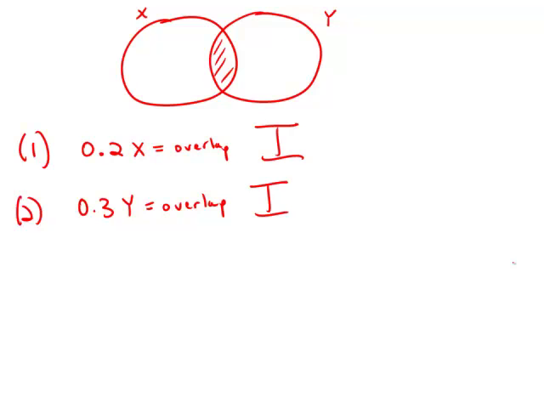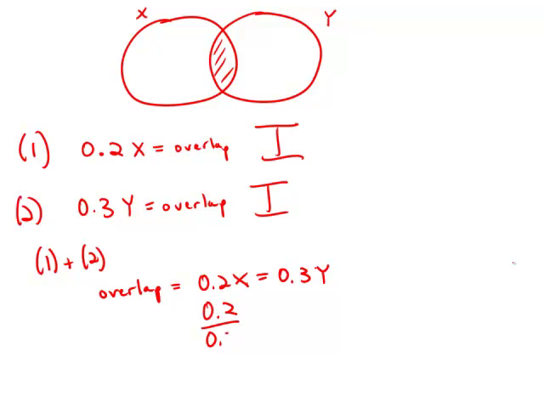But now, very interesting, when we combine the statements, statement number 1, statement number 2, well now we know that the overlap, those people that are in both clubs, they account for 20% of X and they account for 30% of Y. Well now we have an equation. In fact, we could set up a ratio: 0.2 over 0.3 equals Y over X, or in other words, 2 over 3 equals Y over X.